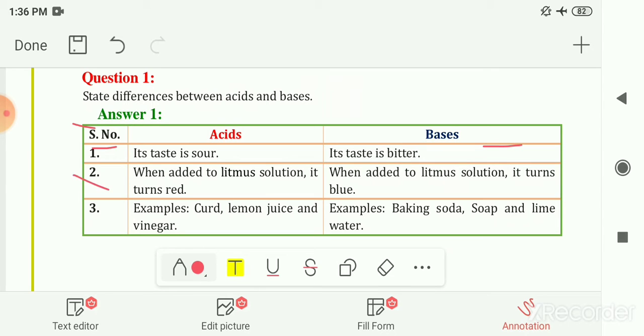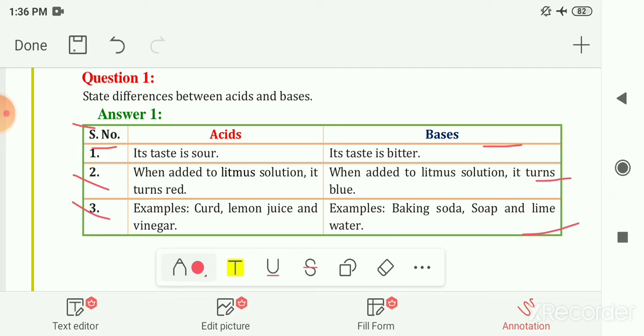The next point: when acids are added to litmus solution, it turns red. When we add the acids into the litmus solution, it turns red in color, whereas bases turn litmus solution into blue color. Next, examples of acids are curd, lemon juice and vinegar, whereas the examples of bases are baking soda, soap and lime water.